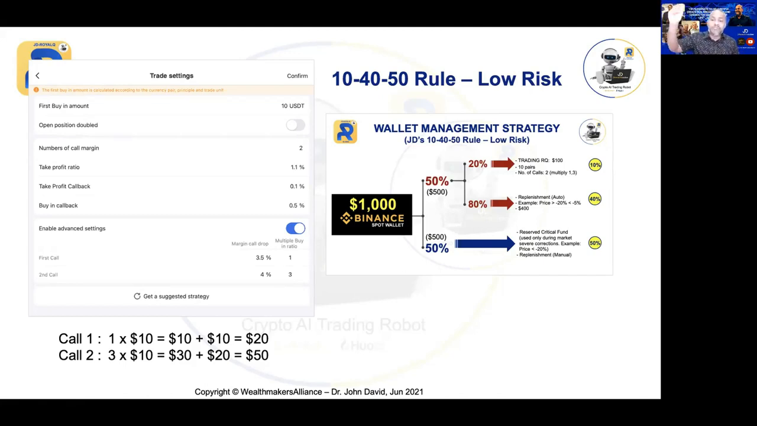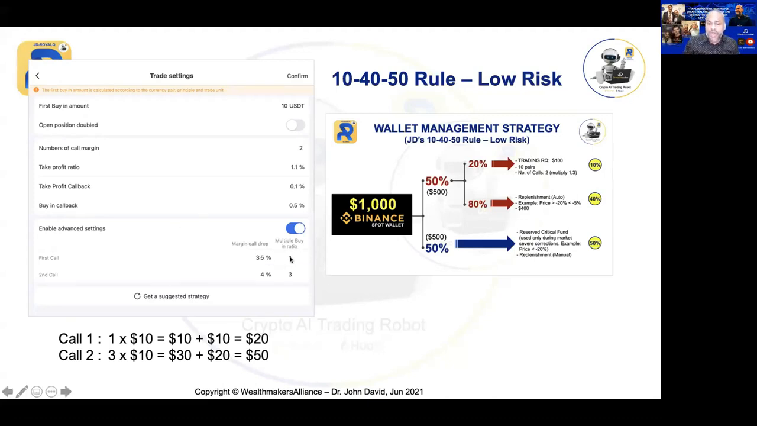So 1.1 minus 0.1, that will be 1% profit of the $10. Can you see that? Now, when the market goes all the way to 0.5 and then actually comes down and hits your first call at 3.5%, the robot will automatically open another trade. And this is what we call a replenishment.